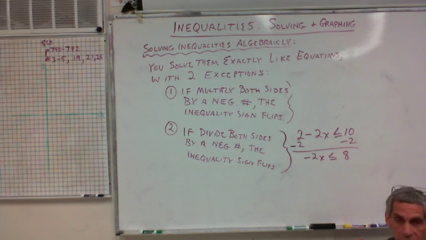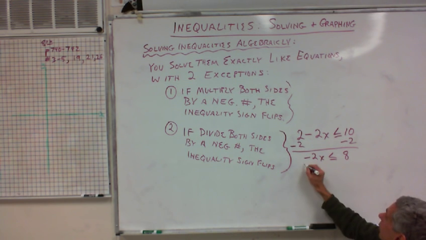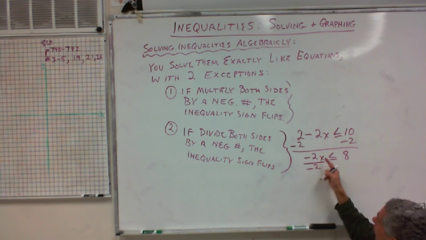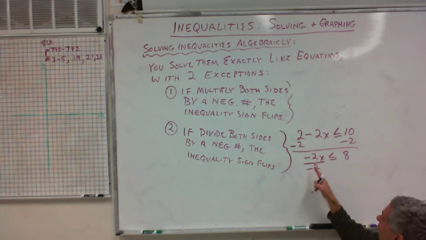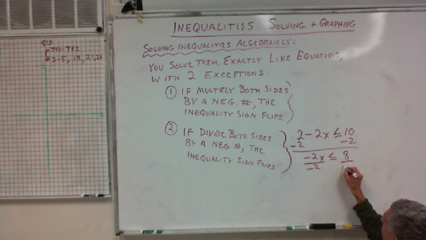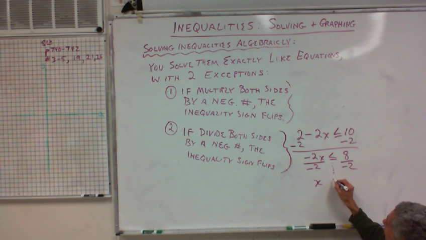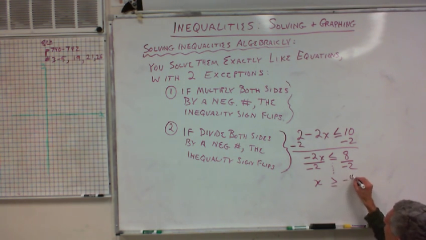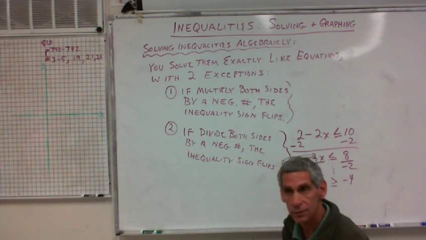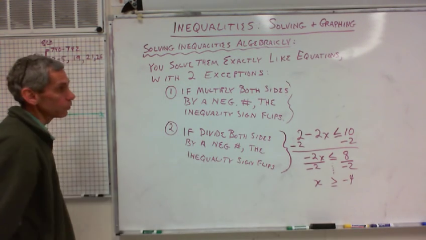Now what do I do? You would divide on both sides. Divide by negative 2, because I want this to be 1, and negative 2 over negative 2 is 1, so that's good. Oh my gosh, I divided by a negative number. So x is now not less than, x is greater than or equal to negative 4. Make sense? All right, so we're going to do a couple.